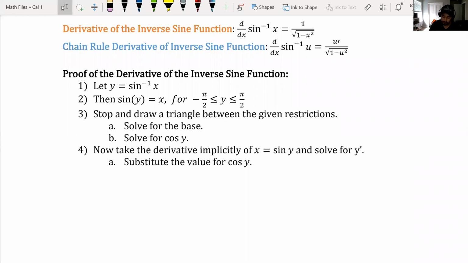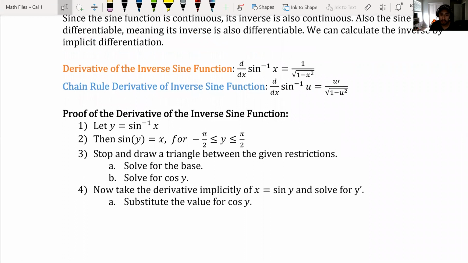Up there, you already see the derivative for the inverse sine function. d over dx of the inverse sine of x is 1 over the square root of 1 minus x squared. The chain rule derivative, d over dx of the inverse sine of u, is u prime over the square root of 1 minus u squared.